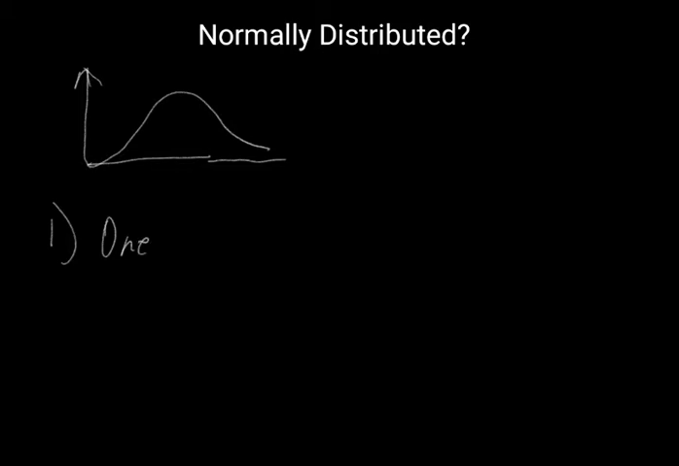What do we mean when we say that data is normally distributed? This means that our data roughly looks like a normal distribution when plotted. Recall that a normal distribution looks like this. The two main criteria of a normal distribution is that there's one peak.